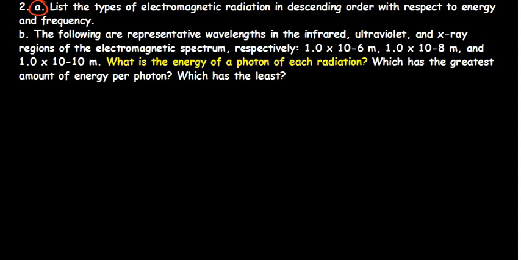So we are given representative wavelengths in the infrared, ultraviolet, and X-ray regions of the electromagnetic spectrum. And then what are we asked now? We are asked to determine the energy of a photon of each radiation. Which has the greatest amount of energy per photon, and which one has the least?